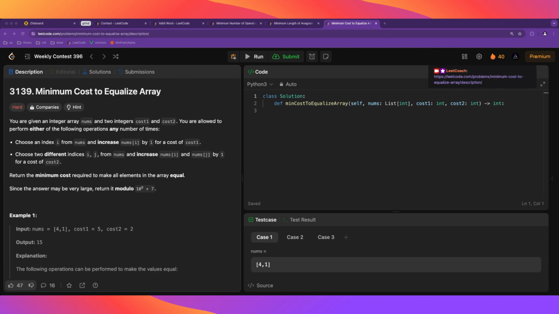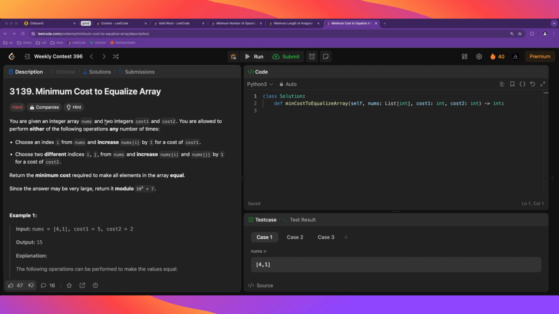So Q4, I think not many people solved it. Less than 200 people solved this one, and there were a lot of wrong answers, a lot of failed attempts. But let's see if we can make it easy, even though it's a hard. Minimum cost to equalize array.